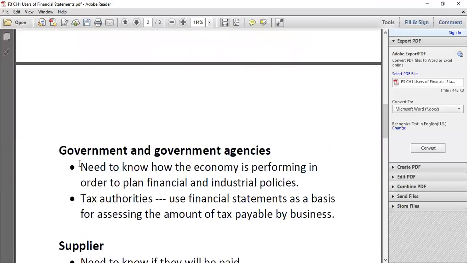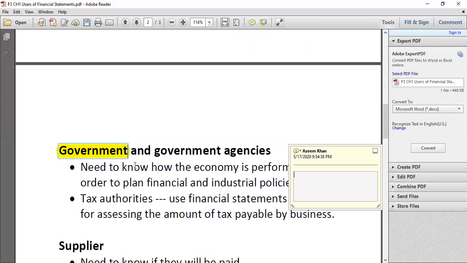Clear. Okay. Next one, government and government agencies. So this is the easy one. Government is a user of financial statements. So what is the need of government? To find out how much tax will be collected from the organization, individuals and companies. And this thing will be confirmed through profitability. The more profitable the organization is, the more taxes will be paid to the government.